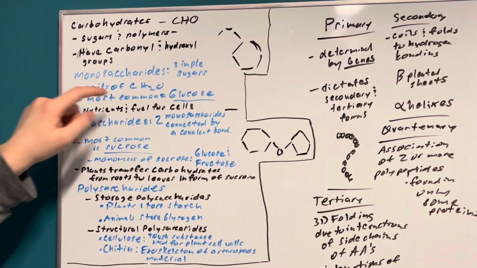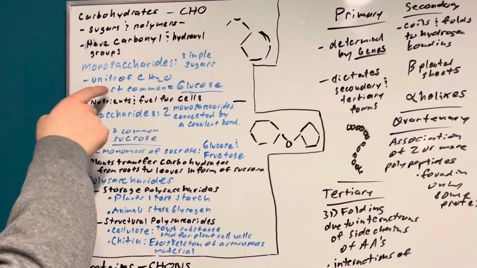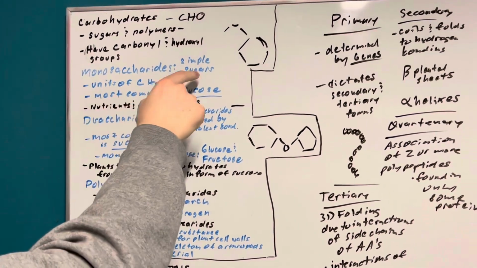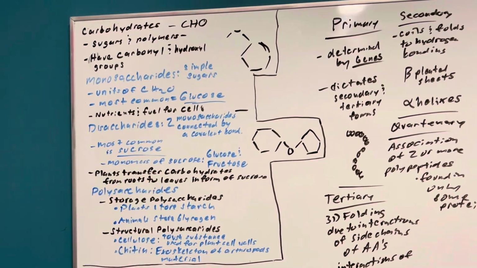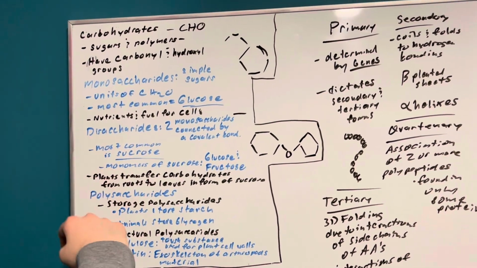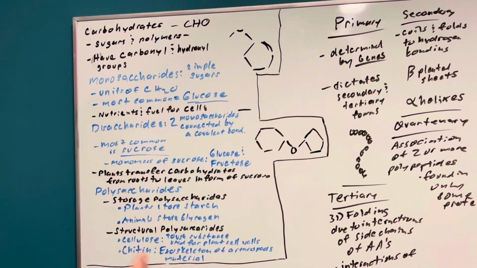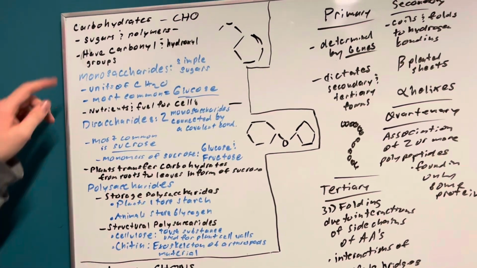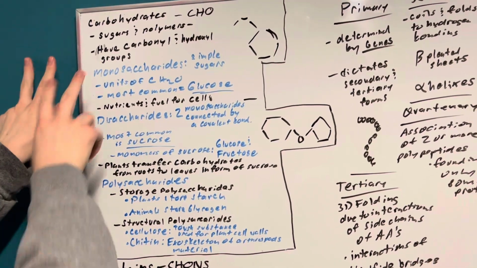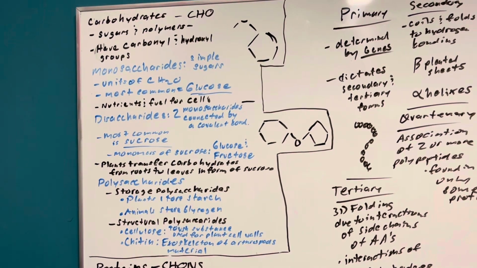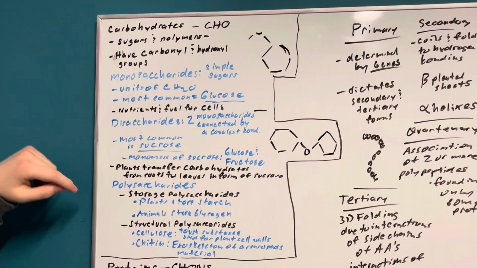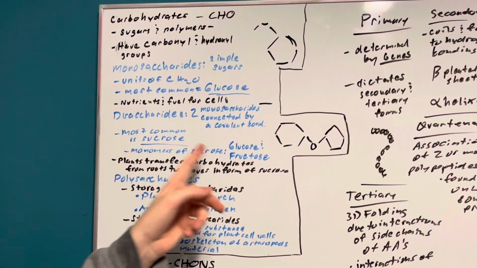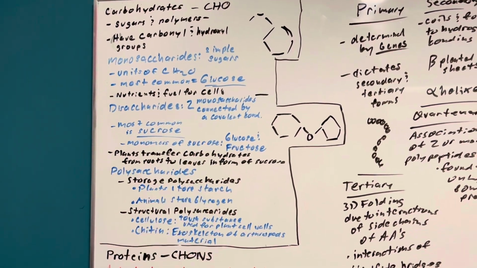These are units of CH2O, carbon and water, and the most common monosaccharide is glucose. Glucose is nutrients and fuel for cells. And there are disaccharides, which are monosaccharides connected by covalent bonds, two monosaccharides. So this is half a disaccharide, two of them is one disaccharide. The most common disaccharide is sucrose, the monomers of which are glucose and also fructose.